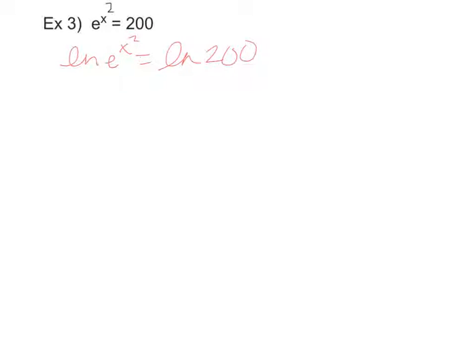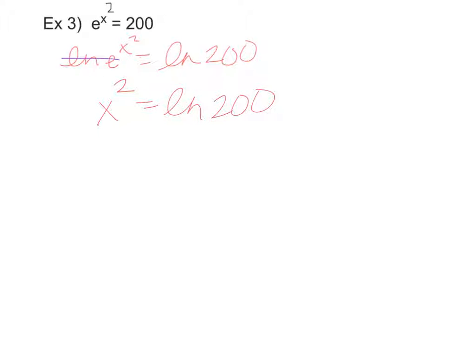Now remember, anytime natural log and e are touching, they cancel out. So natural log and e are inverses of each other. So anytime you can get them to touch, that is when they cancel out. So if those cancel out, I'm now left with x squared is equal to the natural log of 200.